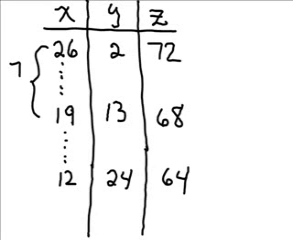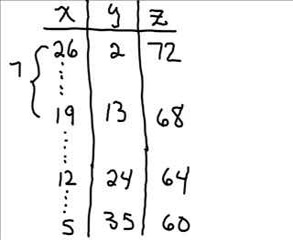Okay, I can subtract out 7 again, and that's going to give me 5. Plugging 5 into my y equation, 300 minus 11 times 5, all divided by 7 is 35, and then 100 minus 35 minus 5 is 60. Now, I know I have no more solutions, because if I subtract out 7 again, I'm now down to negative 2, and I can't have negative values for any of my variables.